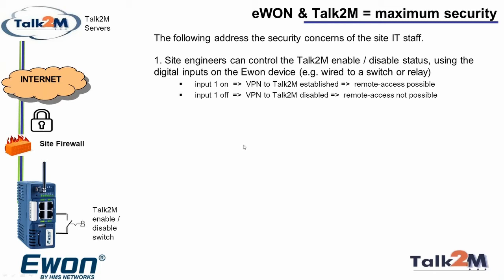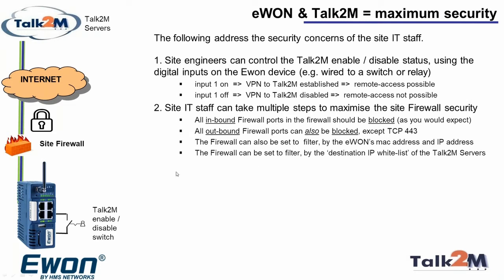Now, this is a digital input on the Ewon, and I've shown it here with a switch, but obviously you could make that a relay output from a PLC or some control device, which you could enable and disable via a touchscreen or some logic in a PLC. So it's very straightforward to do.